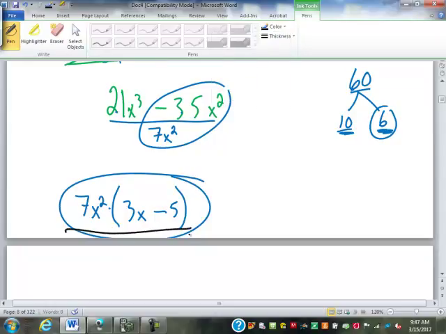Like this? Yeah. Because there's 2 digits here, you have to have the parentheses around them to show that that's a single number that goes together. No, because that would be saying just 7x squared times the 3x. So you have to have the parentheses to show that the negative 5 is also multiplied by it.